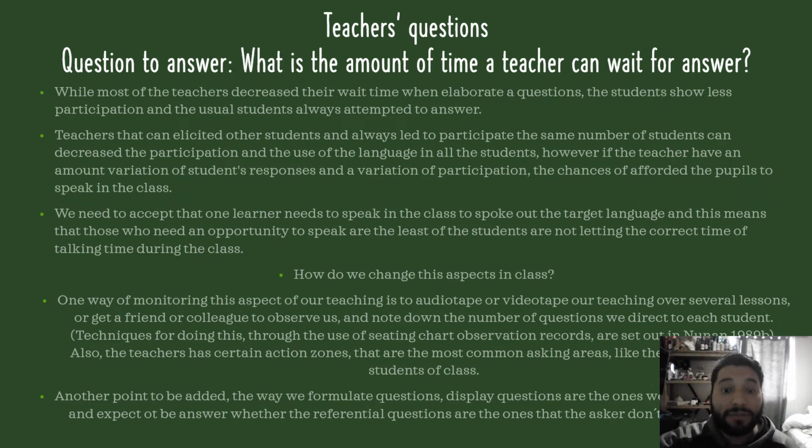Also, we need to accept that one learner needs to speak in a class to speak out the target language. This is an opportunity for the students that don't have a complex language to develop or to evolve their L2, because you are giving them an opportunity to participate and also to develop their idea and have a more complex language. Why is that? Because if he makes a mistake, you correct them and it is solved. And he goes with that.